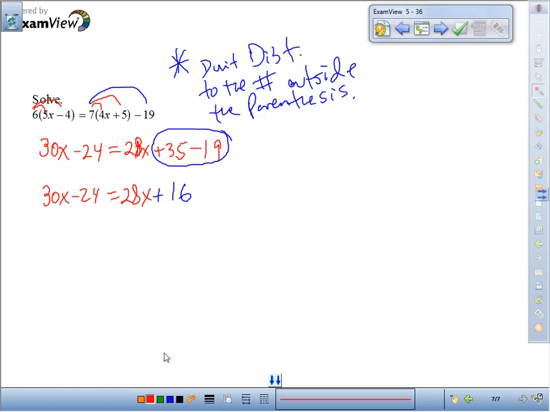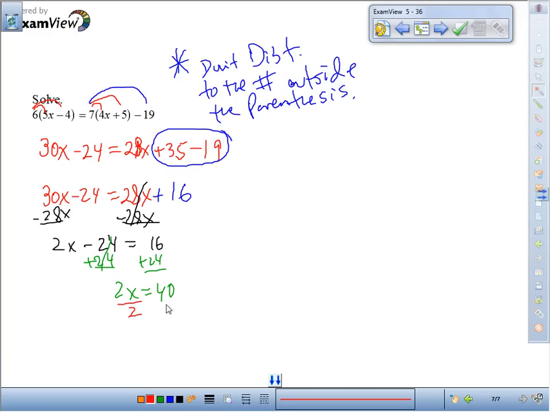Okay, so from this point, your neighbor said, we need to get all variables to one side. I start with the smallest variable, which is what? 28x. I subtract 28x from each side. We're left with 2x minus 24 equals 16. To solve, we need to isolate the variable, so I need to add 24 to each side. 2x equals 40. At the end, we divide by 2, because the 2 is multiplying. The inverse is to divide. 1 times x is x. 40 divided by 2 is 20.